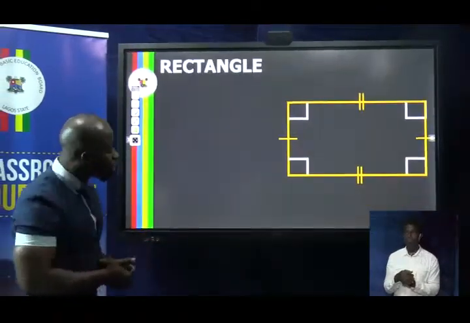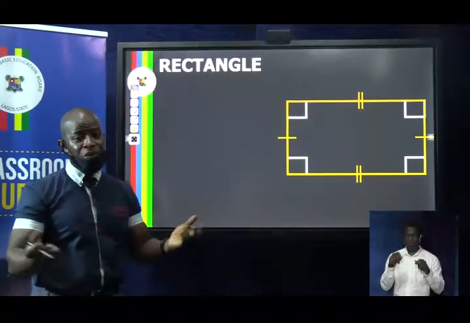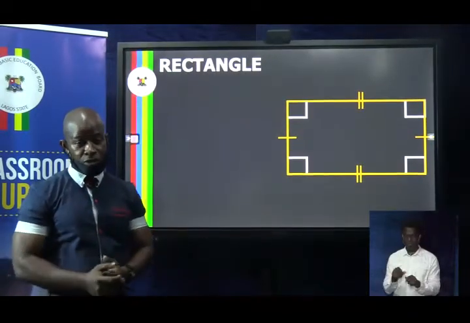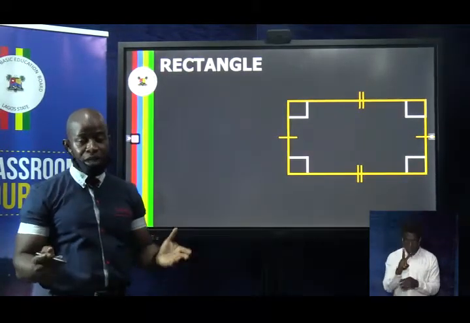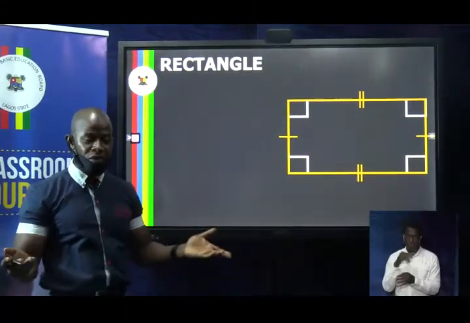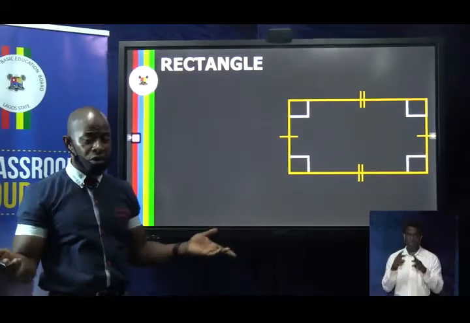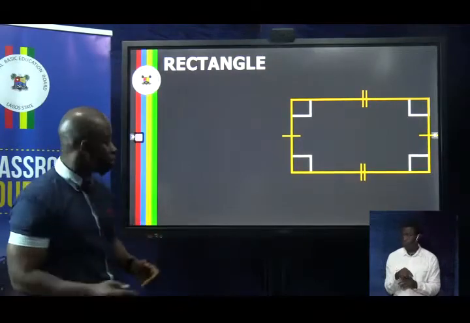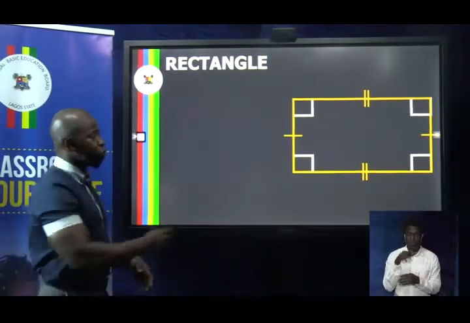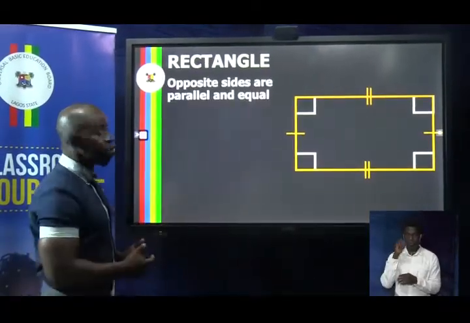Now moving on to the next quadrilateral. This is a rectangle. You're familiar with rectangles. The top of your table is a rectangle. Your television set that you're watching right now is a rectangle. Your exercise books are rectangles. You see rectangles everywhere around you. A matchbox is a rectangle. The carpet on the floor of your house is a rectangle. It's everywhere. But what are the properties? You should be able to tell me.